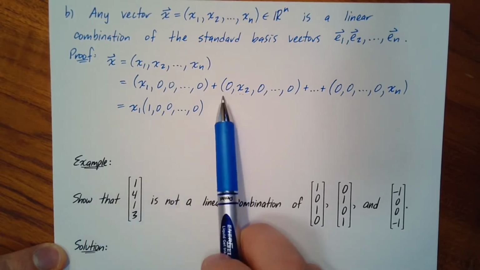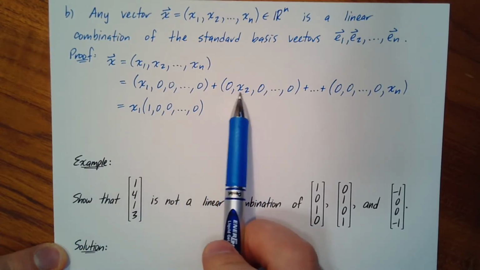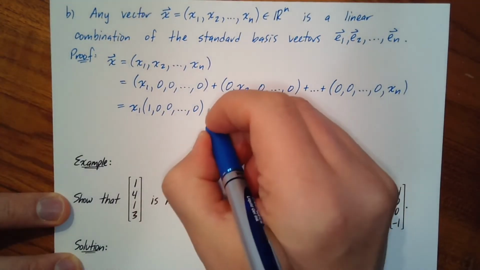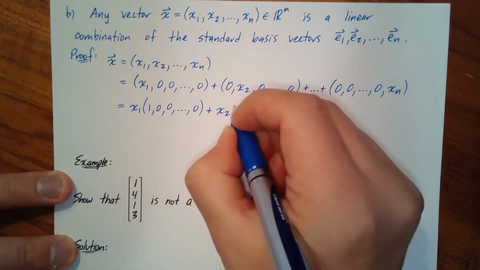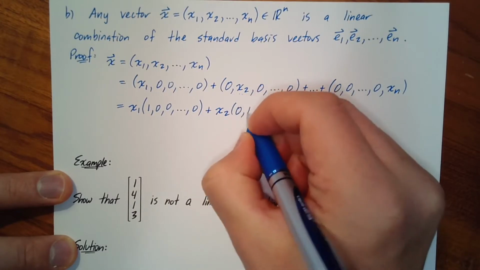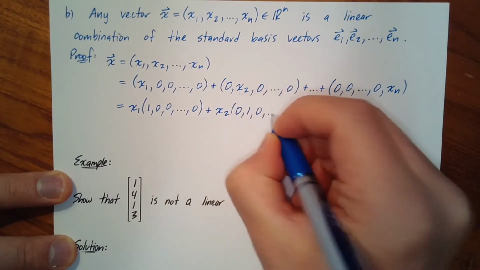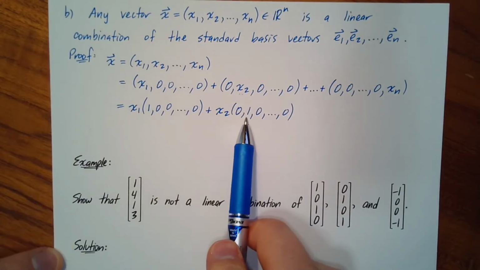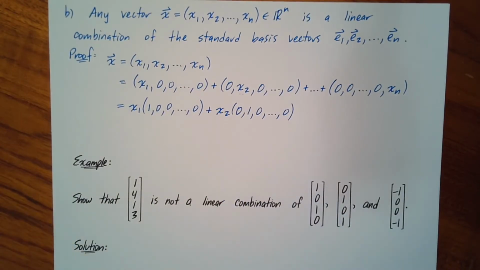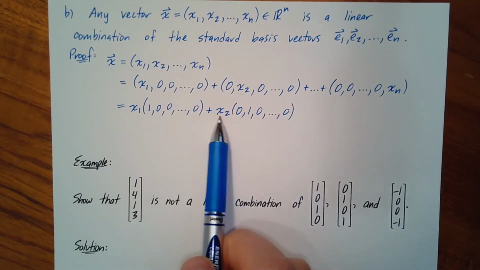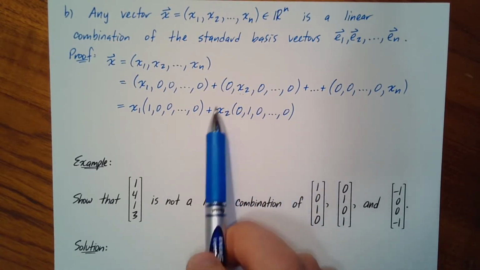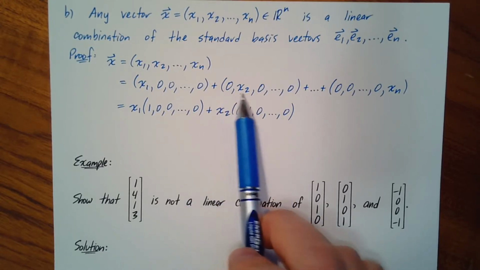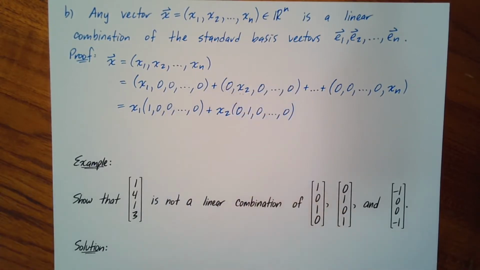So let's do the same thing with this next vector. I'm just going to pull this x2 out of that vector as a scalar, and I'm going to get plus x2 times 0, 1, 0, dot, dot, dot, all the way to 0, right? So it's the vector which has a 1 in the second position and a 0 in every other coordinate. And again, that would work, because if I take the x2 and multiply it into every single entry, you're going to get exactly this vector up here.